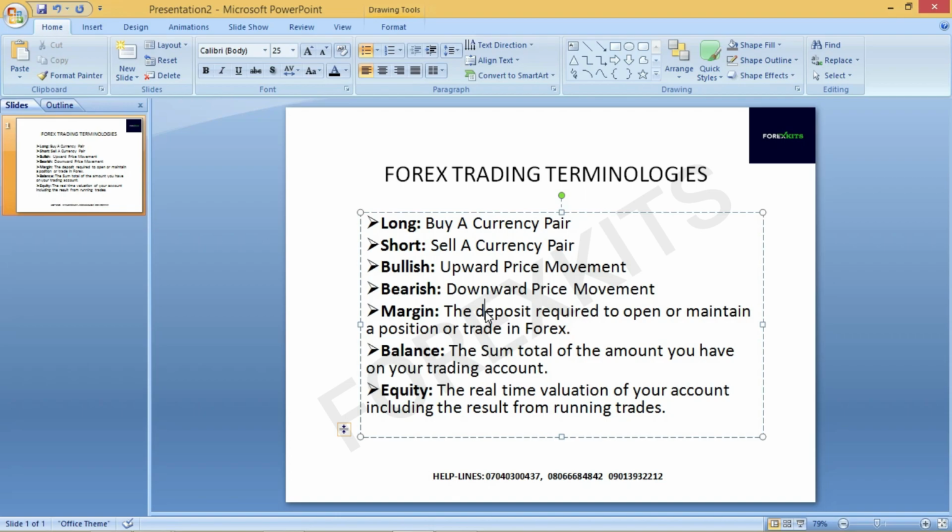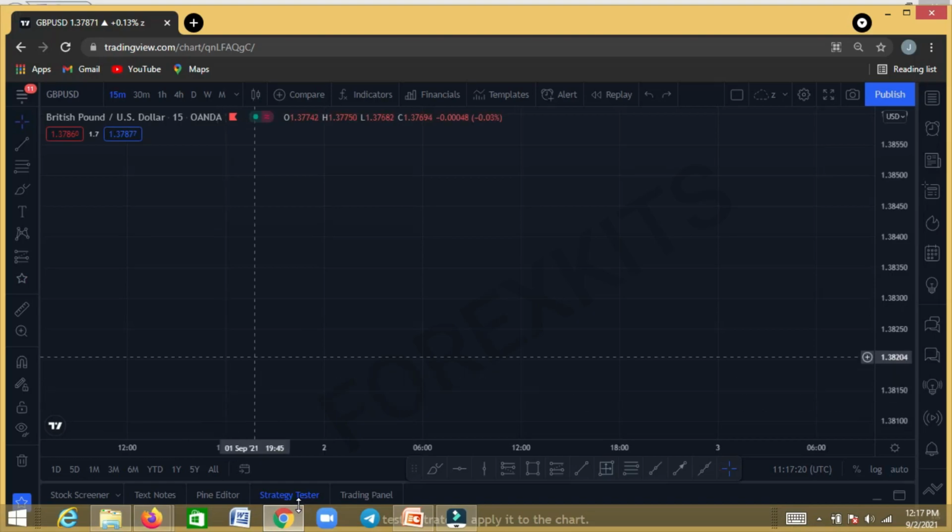So what's the first thing? Long. So you could hear a trader say, I'm long on this pair, or I'm going long on this particular pair. What that means is that they are buying that particular currency pair, okay? The reverse is short. So if someone says I'm shorting this pair, or I'm short on this pair, that means that they are selling that particular currency pair. Okay, so let's just show you what a real chart looks like.